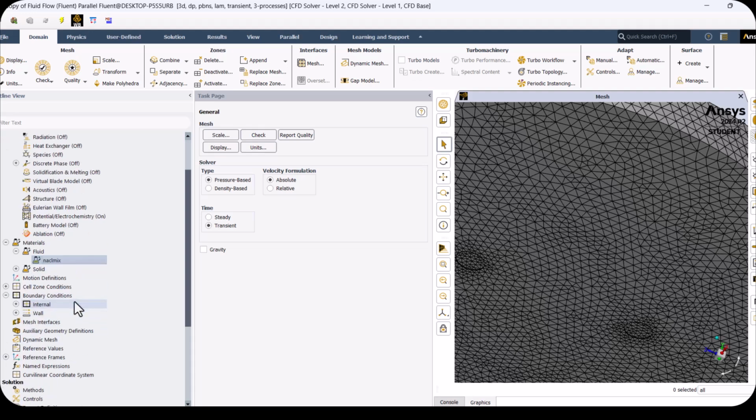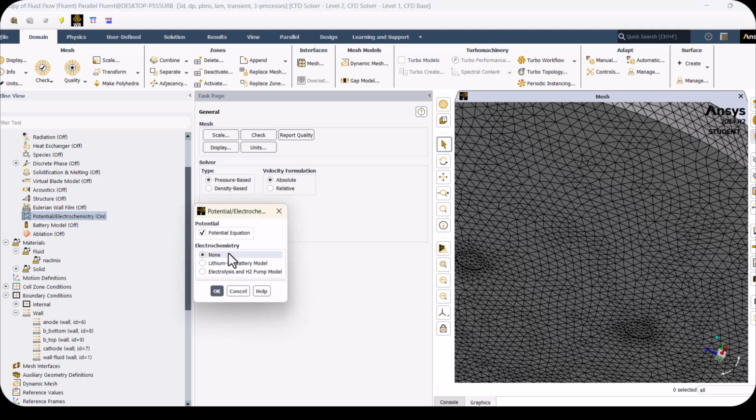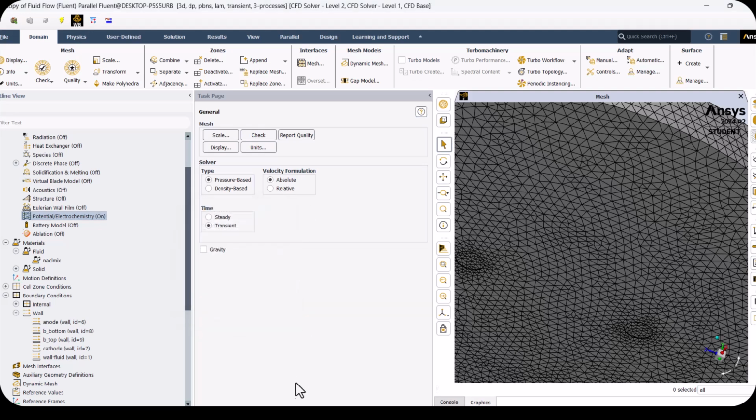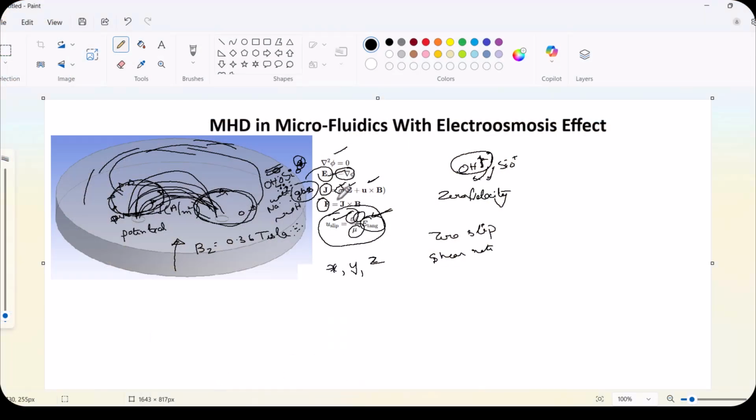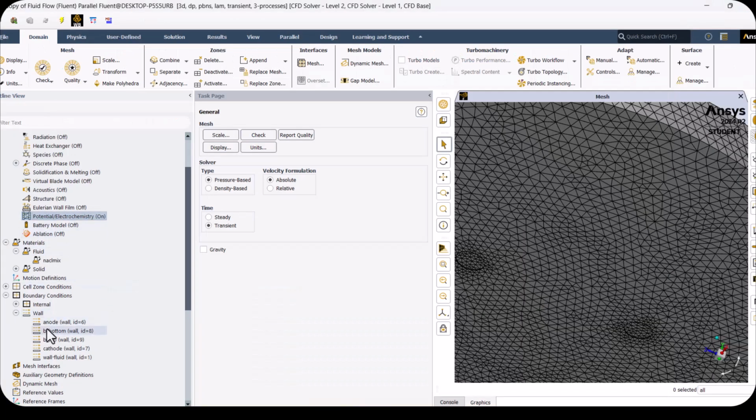Then I am turning on the potential and electrochemistry, because the potential governing equation needs to be solved, right? So this is the governing equation which needs to be solved, and for that I have activated potential electrochemistry.